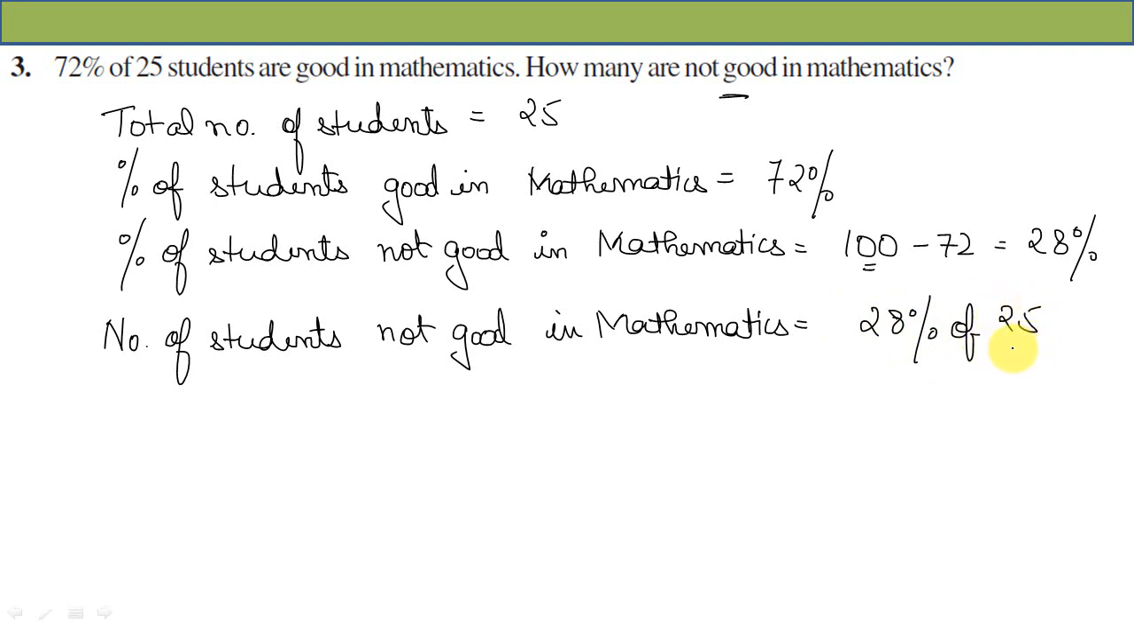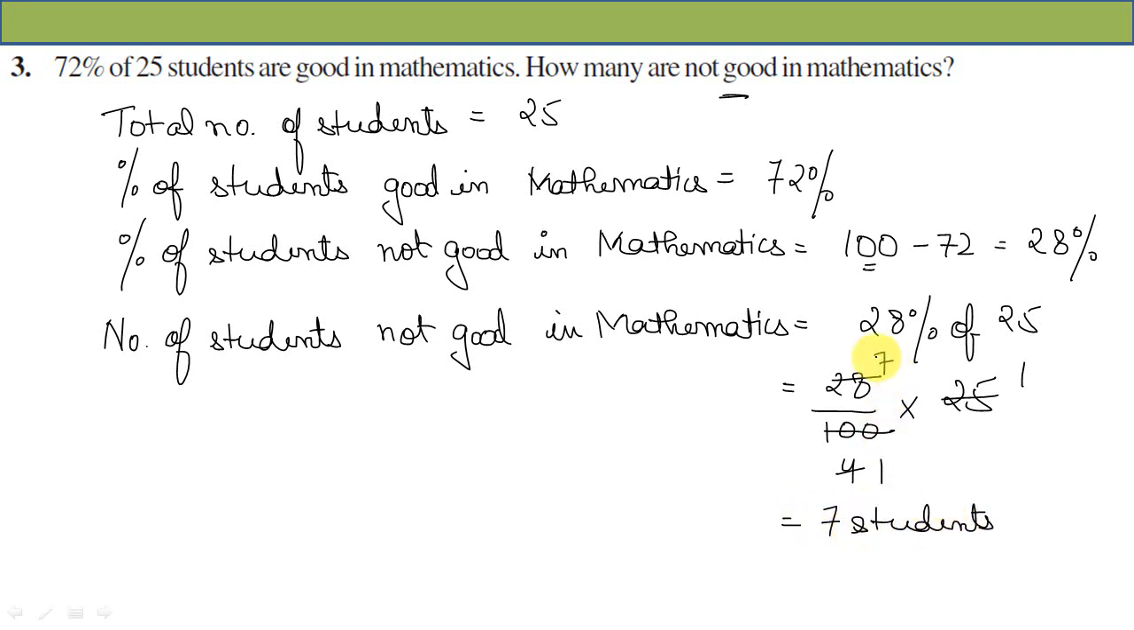Now this percentage sign, we can write down 100 in the denominator. If we remove the percentage sign, we will write 100 in the denominator. Of sign will get converted into multiply with 25. Now 25 1s are 25, 25 4s are 100, right? 25 and 100 will get cancelled. Now 28 and 4 also, 4 1s are 4, 4 7s are 28. So that means 7 students are not good in mathematics.